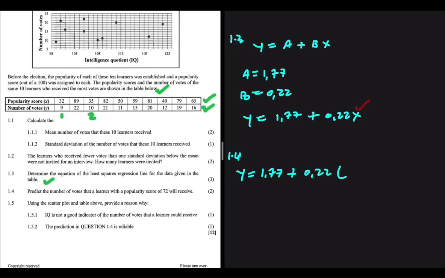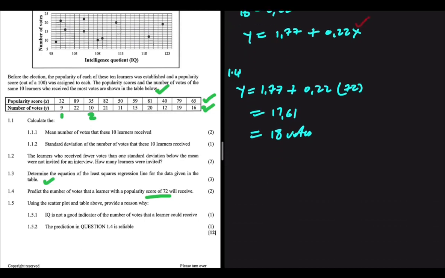What is the value of x? The popularity score, 72. In your calculator, you're going to get 17.61, but we cannot have 17.61 votes, so let's just round it off to 18. So yes, if you have a popularity score of 72, you're going to get about 18 votes.